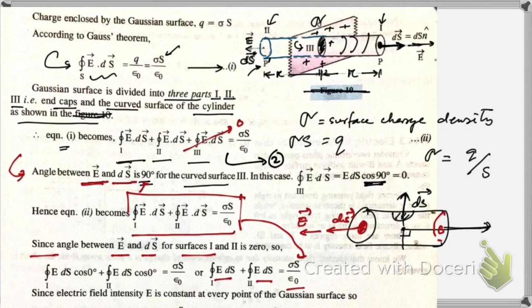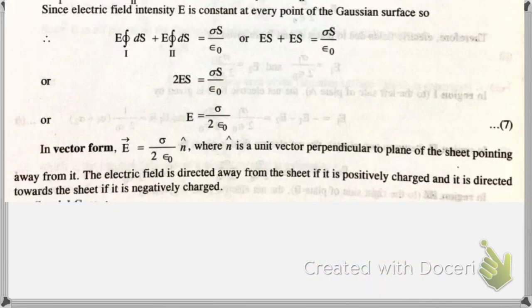E dot dS is E dS cos theta, here theta is 0, so cos 0 will be 1, so we get E dS only. Similarly here also. Now, as you can see, the electric field intensity E is constant at every point. Let me go to the next slide. So the electric field intensity E is constant at every point on the Gaussian surface, so we can write E outside the integral.